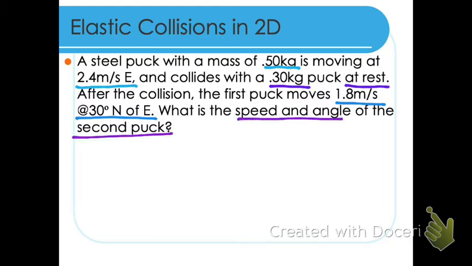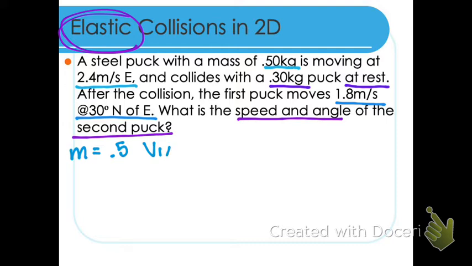Okay, so we've got two different objects here that we're looking at. So if they're ending up apart, what type of collision is that? Elastic, right? So we're going to use the equation for elastic collisions, but we're going to do it twice. Once in the x direction and once in the y direction. So when I lay out my variables, I just kind of put them in a line here. So mass of the first object is 0.5.